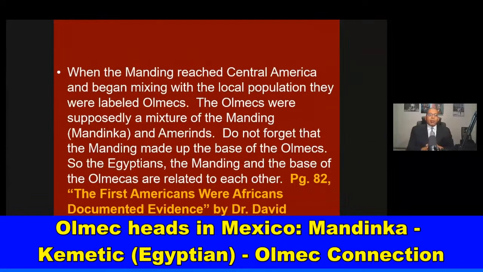All right, so when the Manding reached Central America and began mixing with the local population, they were labeled Olmecs. The Olmecs were supposedly a mixture of the Manding or Mandinka and American Indians. Do not forget that the Manding made up the base of the Olmecs, so the Egyptians, the Manding, and the base of the Olmecs are related to each other. Okay, this comes from page 82 of The First Americans Were Africans, Documented Evidence by Dr.